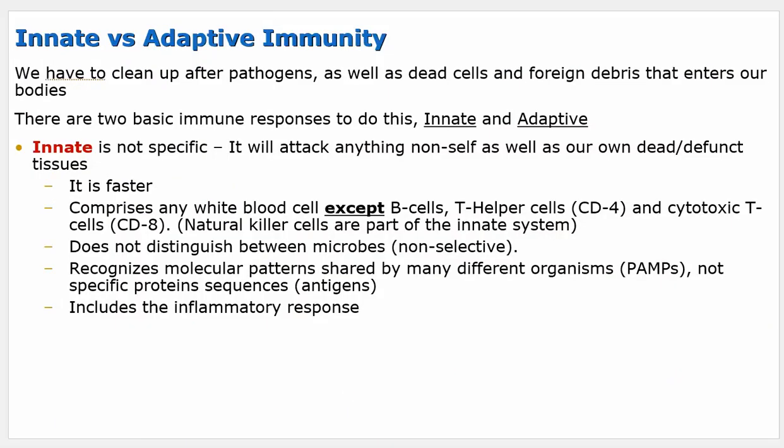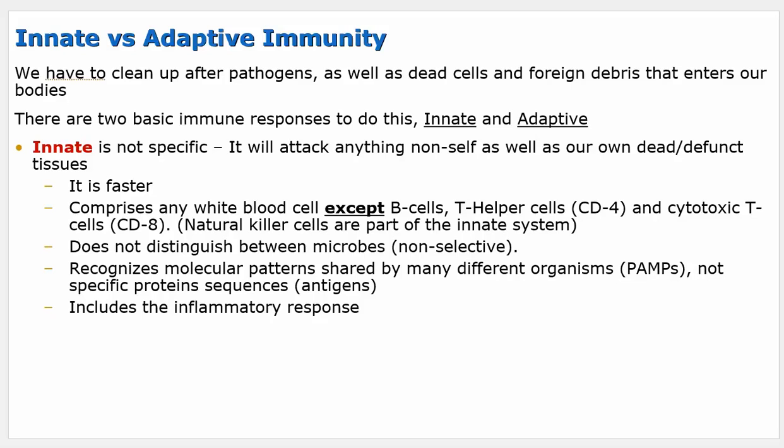All right, let's start looking at the difference between the innate and adaptive, but first a very quick review of the innate system. We know we have to clean up after pathogens. We discussed this when we talked about inflammation. If something breaks the skin, then there's possibly foreign debris there. There are two basic immune system responses to deal with anytime something invades our body. The first one is the innate, and it's not specific, so it's going to attack anything non-self.